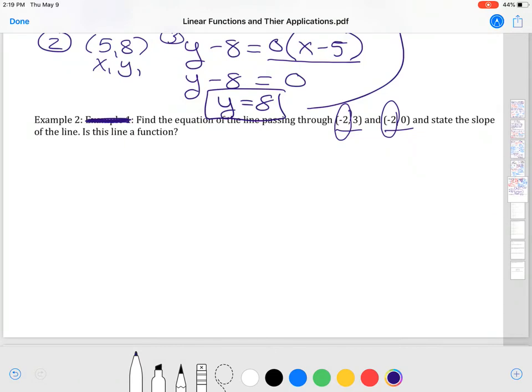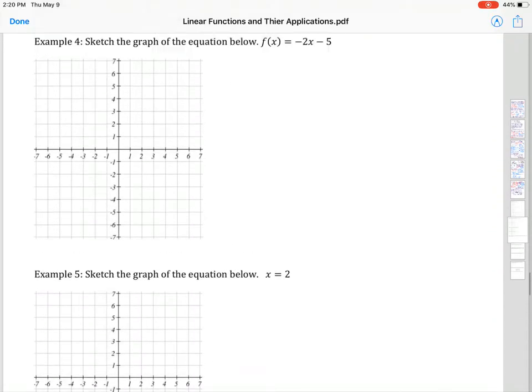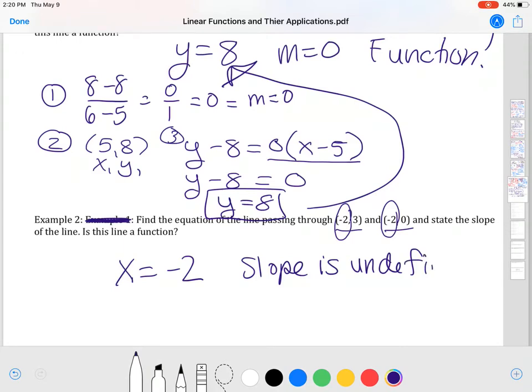My x's are the same. So I have the equation x is equal to -2. And with the vertical line, our slope is undefined. Let me fix that. Slope is undefined. And when you have a vertical line, that fails the vertical line test. So this is not a function.